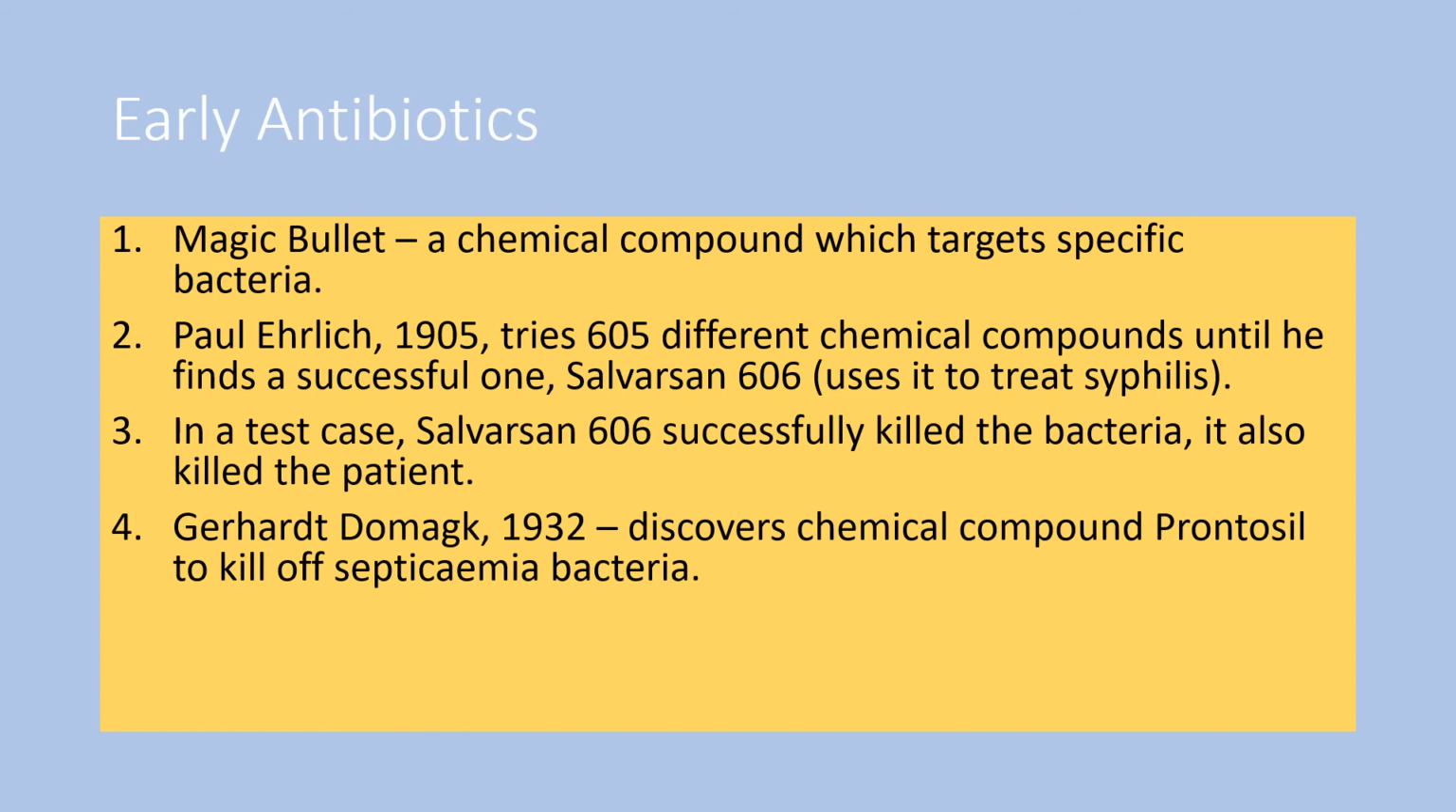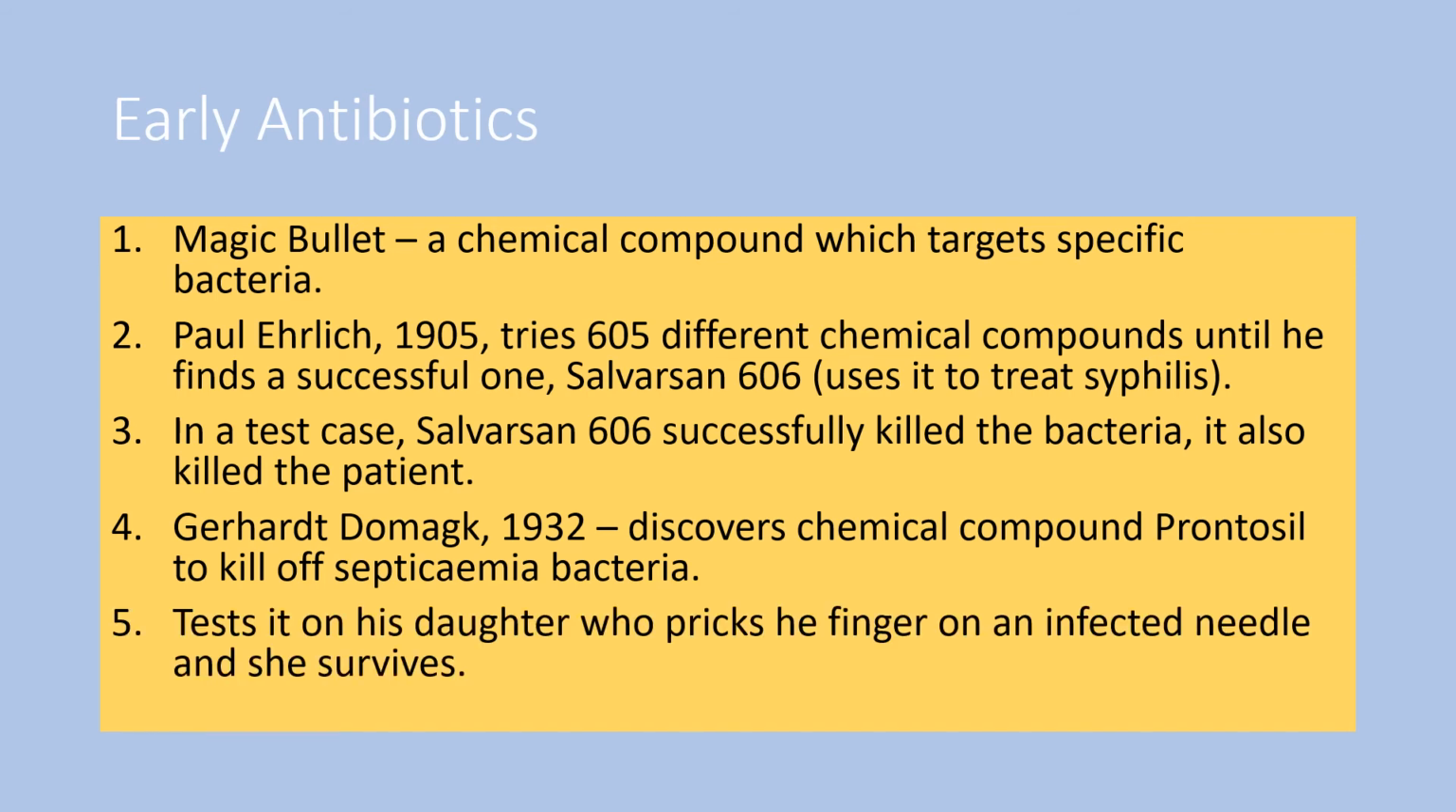The next one we have is a bit of a leap forward. 1932, Gerhard Domagk, another German, discovers a chemical compound called Prontosil, and that is used to kill off the septicemia bacteria, and that is blood poisoning. Septicemia is blood poisoning.